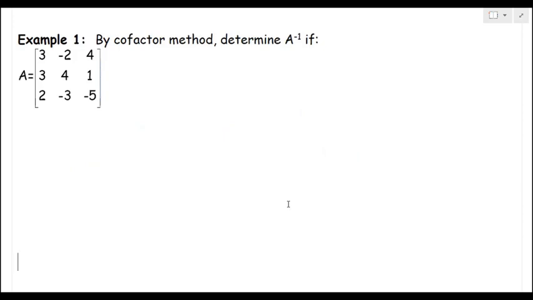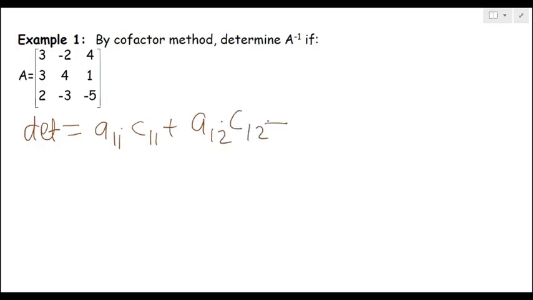Example number 1: by the cofactor method, we determine the inverse of A if A is equal to the matrix with rows 3, minus 2, 4; 3, 4, 1; 2, minus 3, 5. For us to do so, we start by determining the determinant to know if A is invertible, and we have determinant of A is equal to A11 multiplied by C11 plus A12 multiplied by C12 plus A13 multiplied by C13.